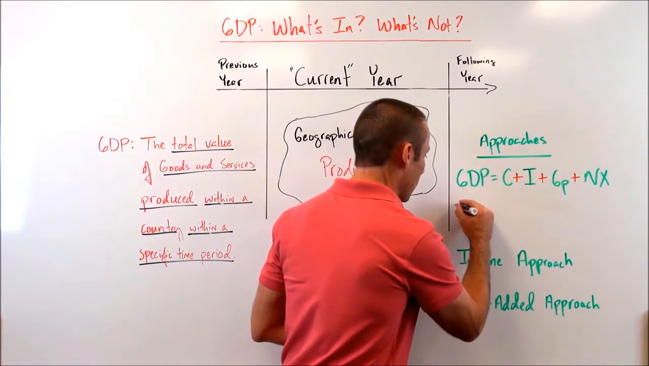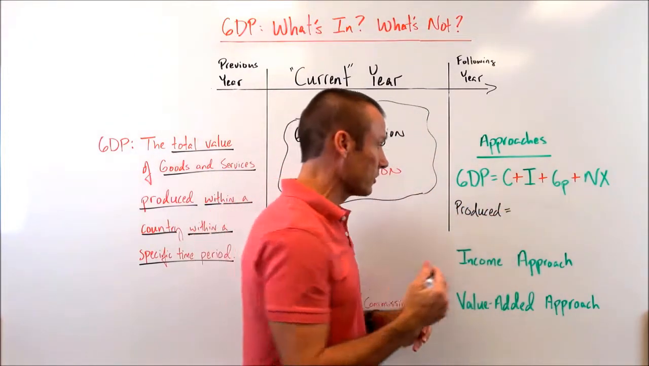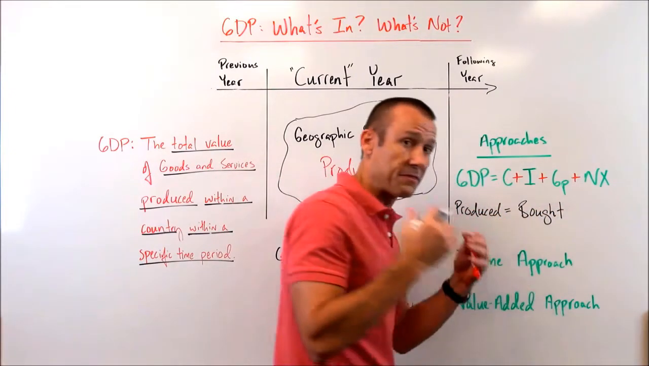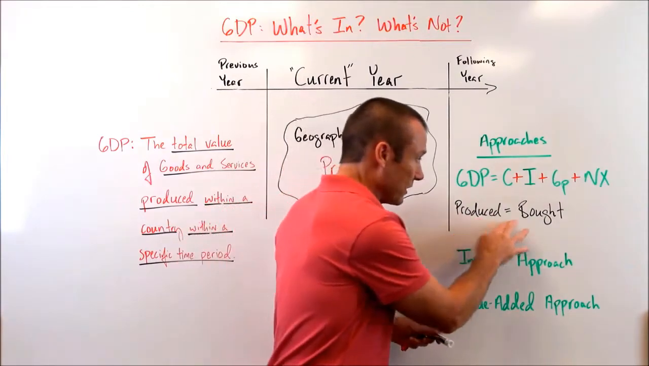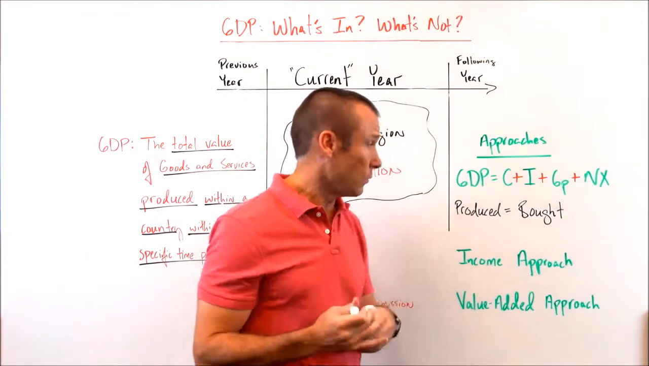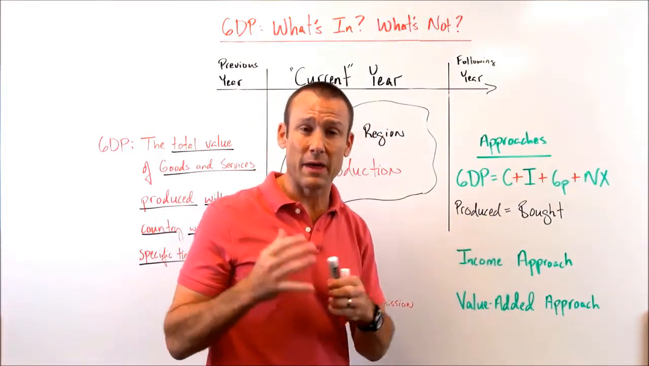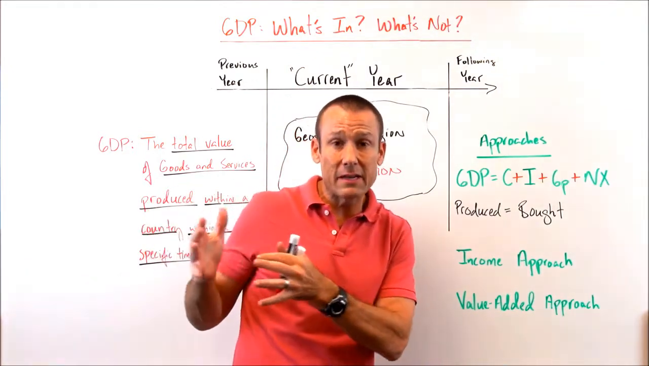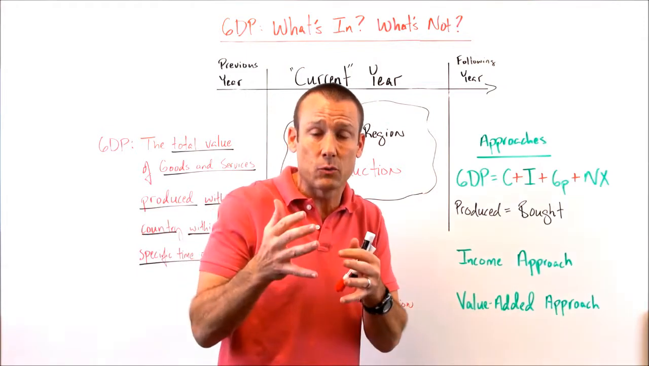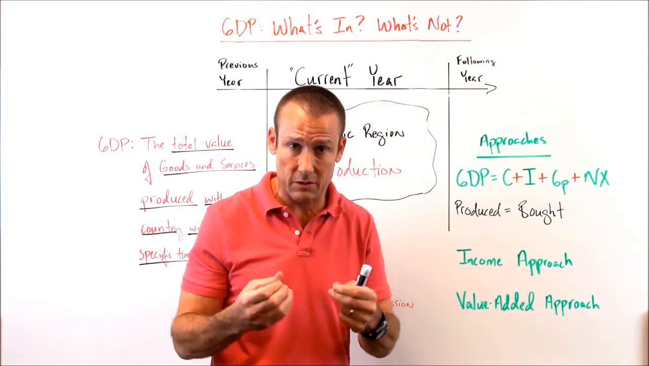But here's the interesting thing, guys. GDP is all about what was produced. And at first glance, the expenditure approach is all about what was bought. Okay, it's looking at the spending. Now, these two things are not always equal. When might they not be equal? Well, bought can be more than produced, okay? Now, how could that be? Well, that could be because, hey, we carry inventories into a current year. There's already some stuff on the shelves when we go into a current year. So we can actually buy more than what was produced during the current year.